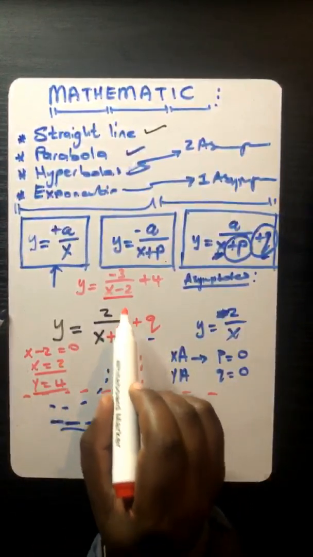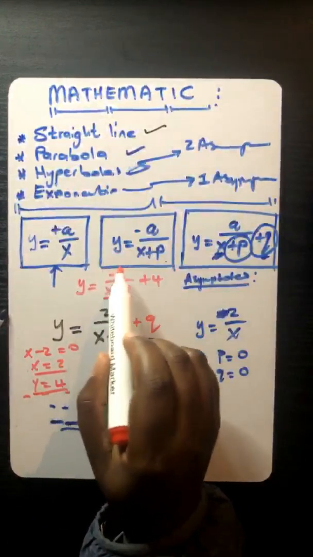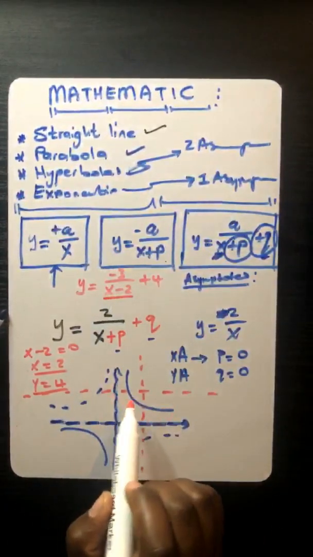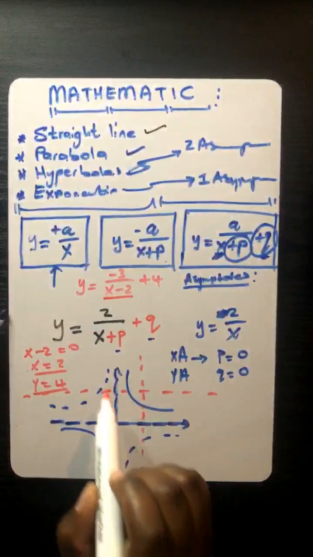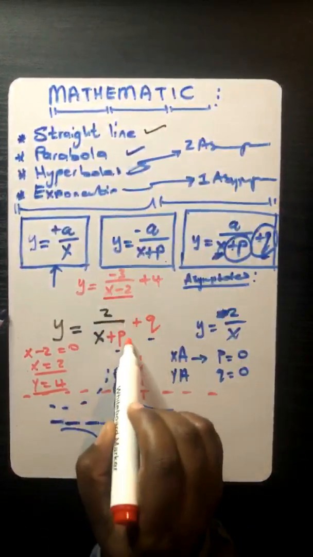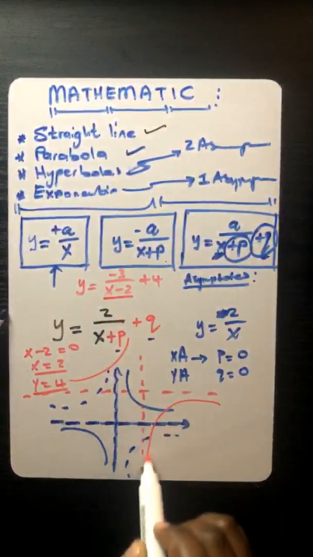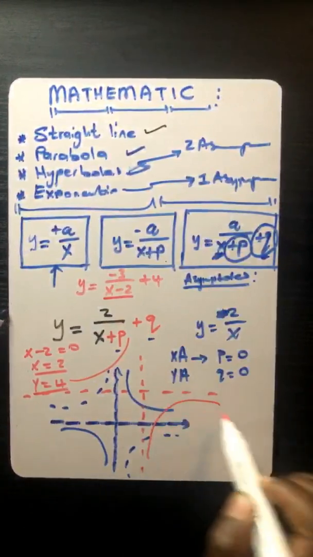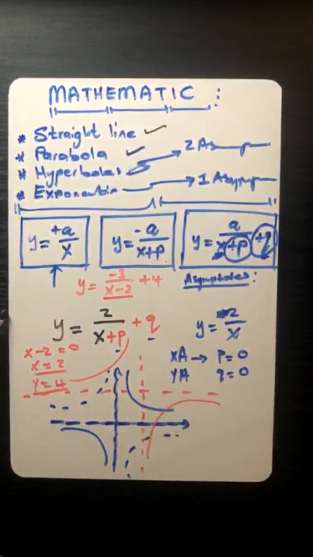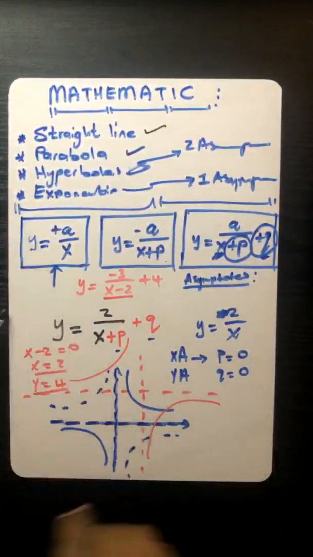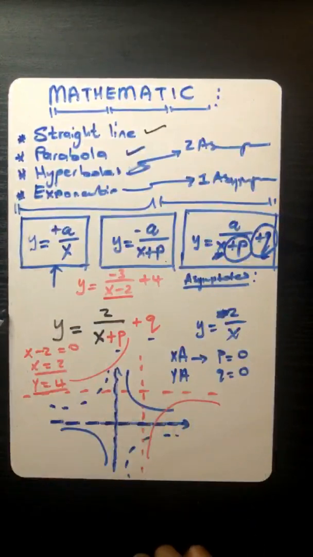Then you look at a. Where's a? There's a. Can you see a is negative there? Then it means this is first quadrant, third quadrant. Because it's negative, it's going to be in this quadrant and that quadrant. But you don't just do that. There's a process that you go through in order to sketch that.